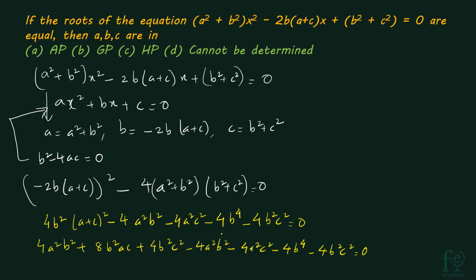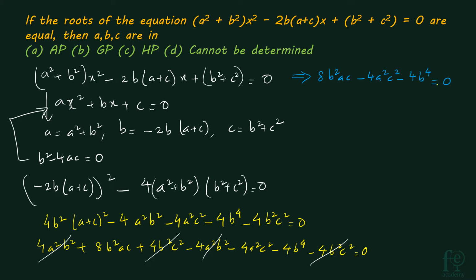So here minus 4a square b square plus 4a square b square. Any other expression to be cancelled out? Minus 4b square c square plus 4b square c square. So what you will be getting? 8b square ac minus 4a square c square minus 4b raised to 4 is equal to 0.